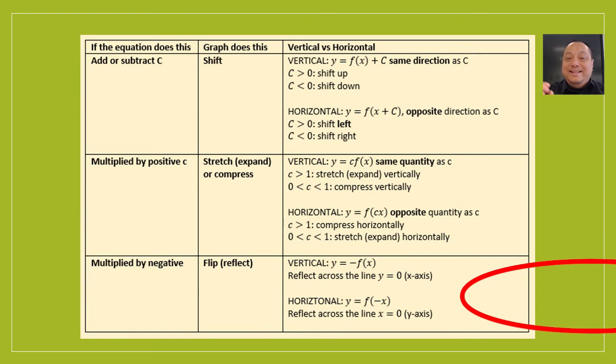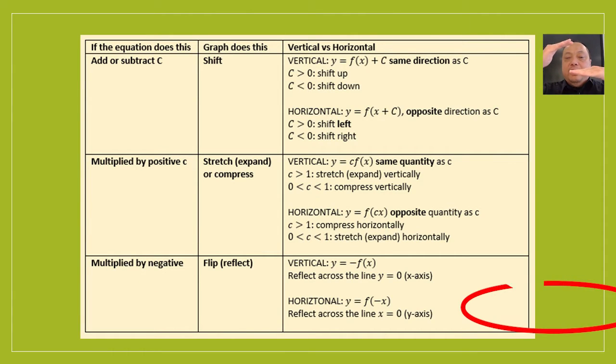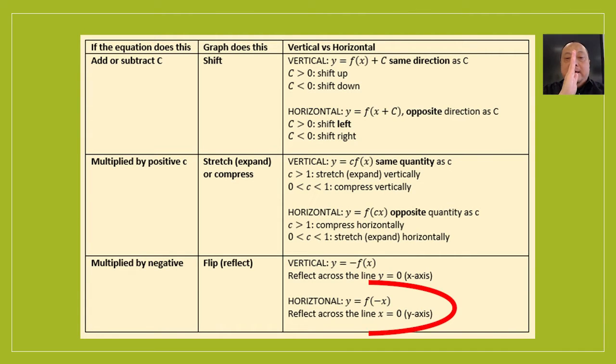If you put the constant c times x, when c is greater than 1, it actually compresses closer to x equals 0. And when c is less than 1, but still positive, it goes away from x equals 0. If that multiplication is by a negative number, then you separate out the negative one and think of it as a reflection. Negative f of x reflects across the y equals 0 line, the x-axis, and negative x reflects across the x equals 0 line, the y-axis. So those are the basic rules that you learned from algebra and pre-calc.